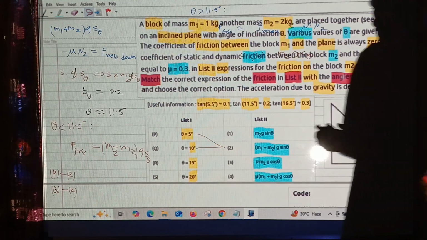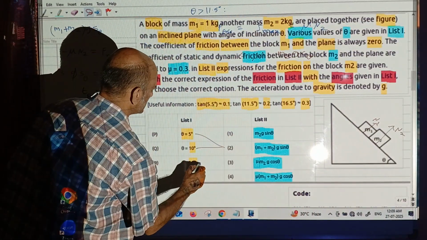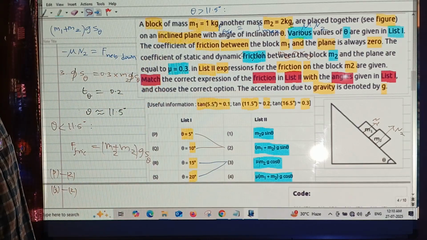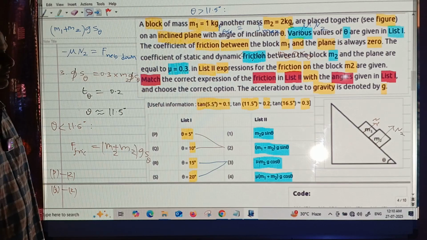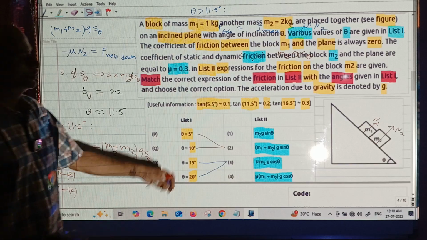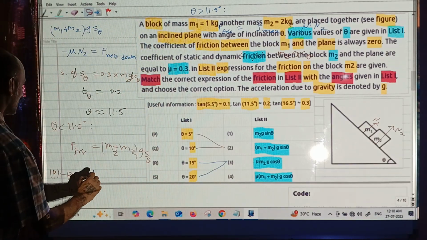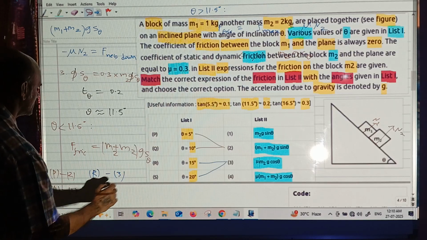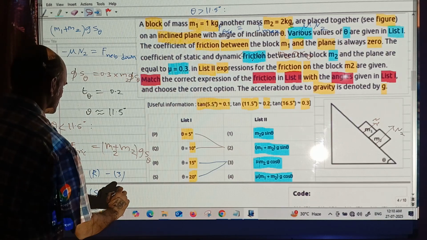So theta greater than 11.5 in the third case and the fourth case, in both the cases, the block will start moving. So the friction force will be the maximum friction force, kinetic friction, which is mu times the normal reaction, and there is friction only on this interface. So just mu N2, so mu M2 g cos theta. So option R will match with option 3 in list 2, and option S will match with 3.